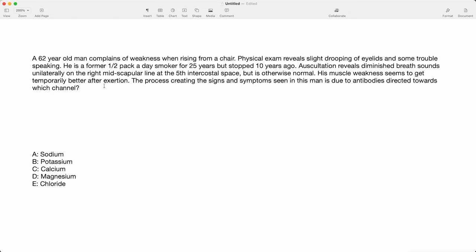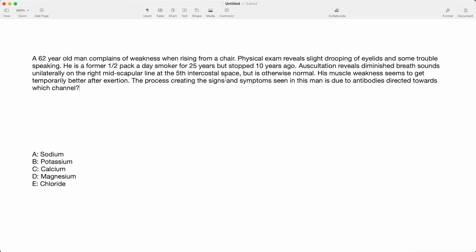And thinking about the global picture, reading the last question again, everything that fits here with the demographic of the patient, with his smoking history, and with the auscultation findings, we can start thinking about lung pathology and lung cancer, more specifically small cell carcinoma that's related to his smoking history. And of course, the paraneoplastic syndrome of Lambert-Eaton myasthenic syndrome is related to his initial physical findings and complaints of weakness when rising from a chair, so muscle weakness.